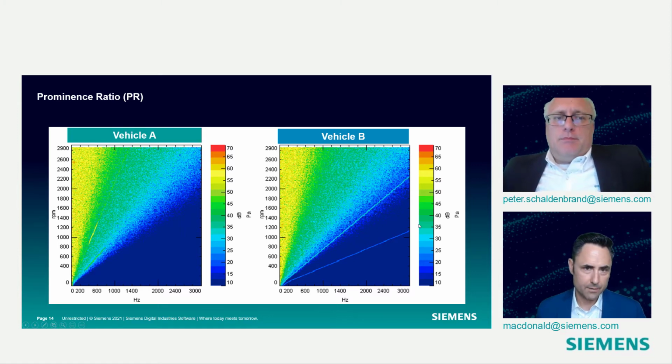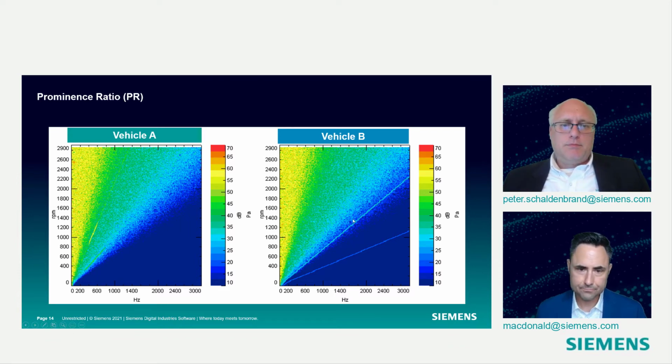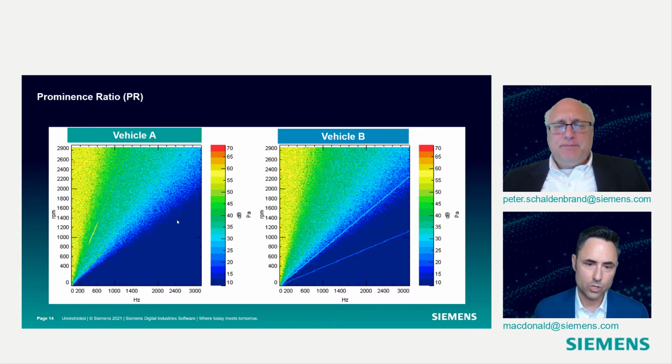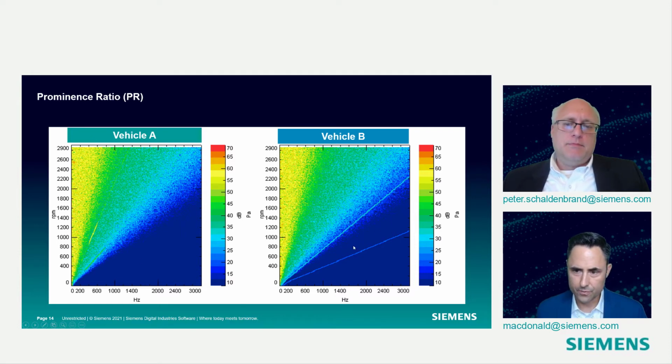Here's a question for you, Pete. Prominence ratio application for you. I've got two vehicle run-ups, vehicle A and vehicle B. And both of these vehicles have some tonal things going on. I want you to say, based on what you see here, which do you think is a bigger problem that I should work on first? So you see vehicle A, you see these tones here, 55, 60 dB in terms of sound pressure level. They come and go. So is this a bigger problem, or are these tones over here a bigger problem?